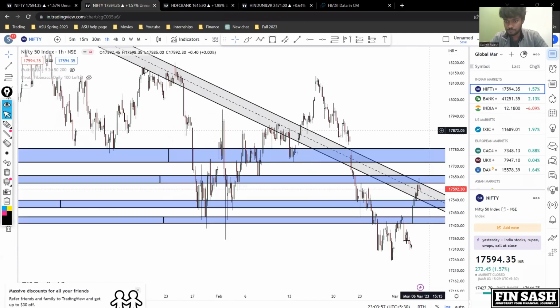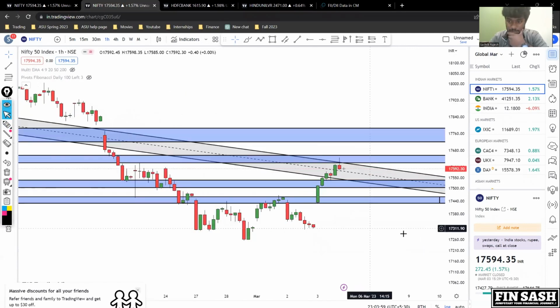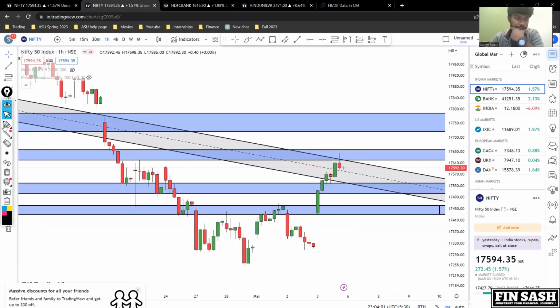So let's see the possibilities of Nifty. If the market opens gap up, right? If it comes back down to this level and gives a green candle, the market's going to be bullish. So you guys can take up a trade here, and then you guys can take this level as a target.